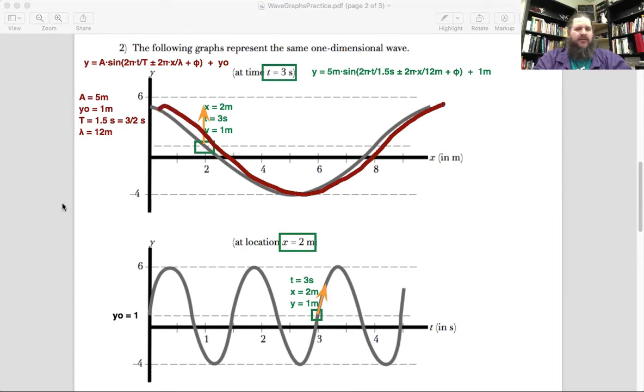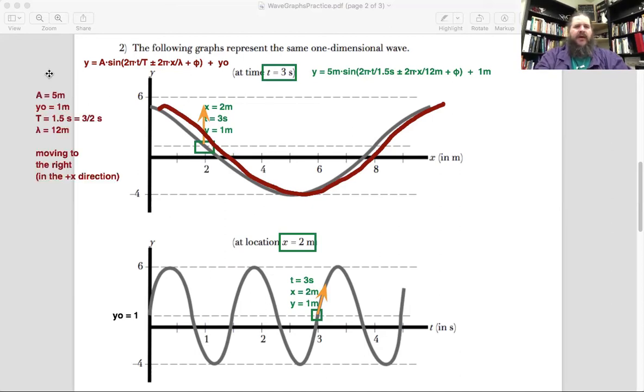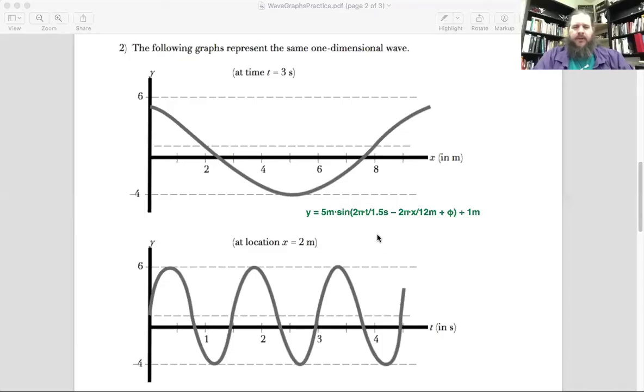So we know this is moving to the right. Or alternatively, we could say in the plus x direction. And that tells us, should we use plus or minus in the equation itself? Okay, so based on the equation we've got so far, with everything known, even the direction of travel, and phi, the phase shift, being the only unknown left, this is actually a very good place to be in. As soon as we've got an equation narrowed down to only one unknown parameter left, we can solve for that.